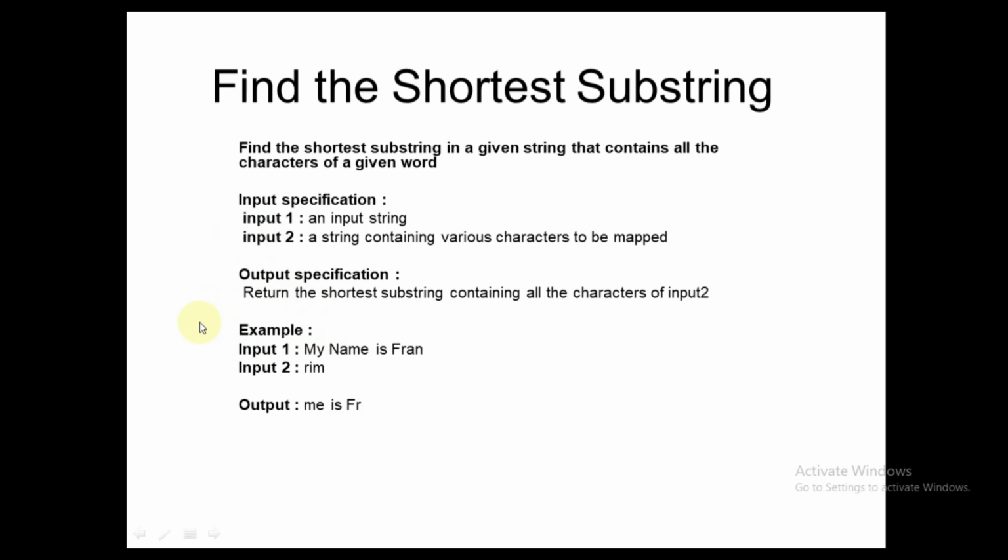This is an example they have provided. For input 1 they are passing "my name is Fran", and for input 2 they are expecting the string containing the characters RIM. So the output should contain all these characters from input 1. The shortest substring they are expecting is "me is fr", so that is over here. This part of the code has all the characters that are present in input 2.